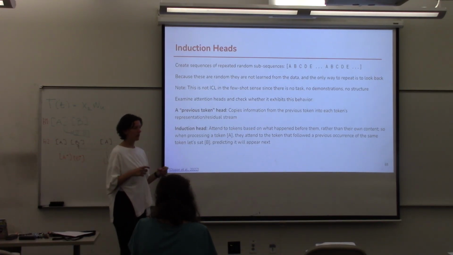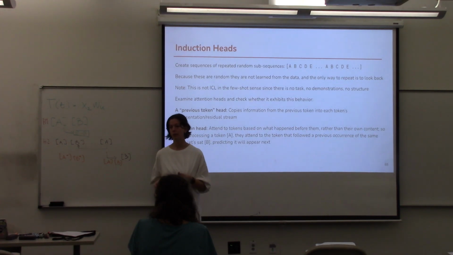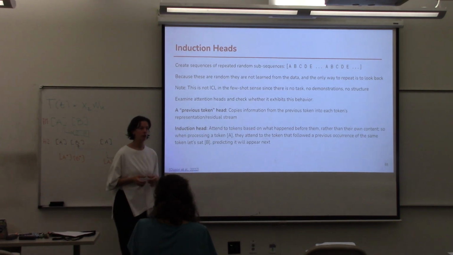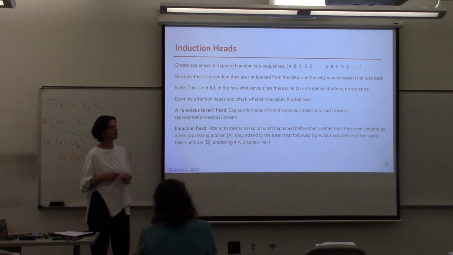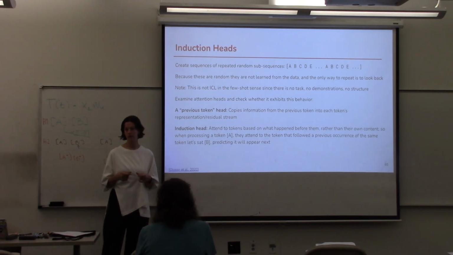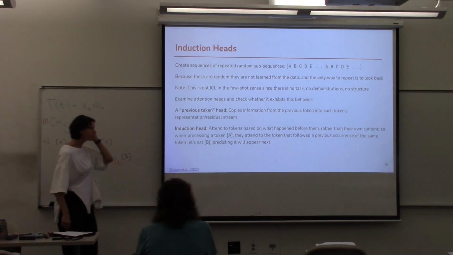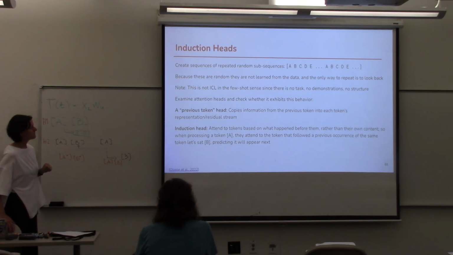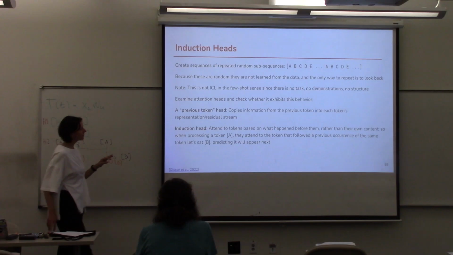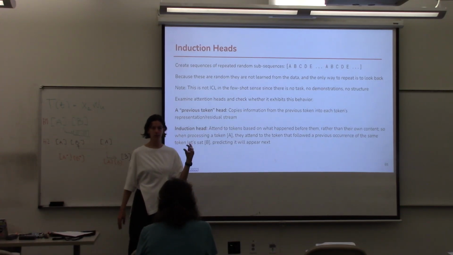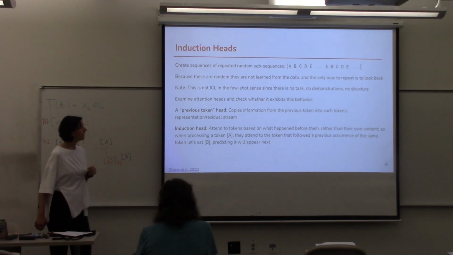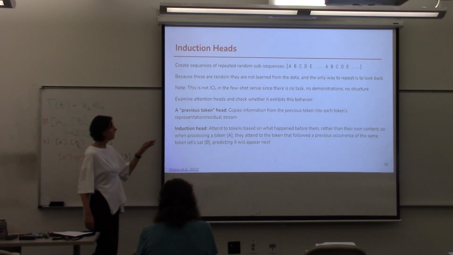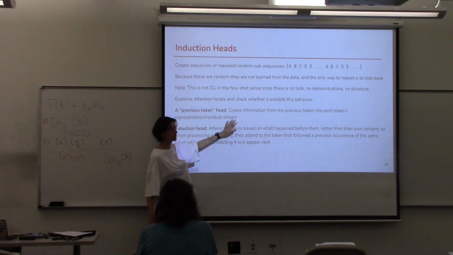Importantly, because these are random sequences, they are not learned from data, right? So you can't know what will follow, let's say, D here, unless you have seen the instance of that in the context, right? Okay, so then they train small one-layer, two-layer, three-layer attention-only transformers, and they are looking into whether any of these attention heads exhibits this behavior.